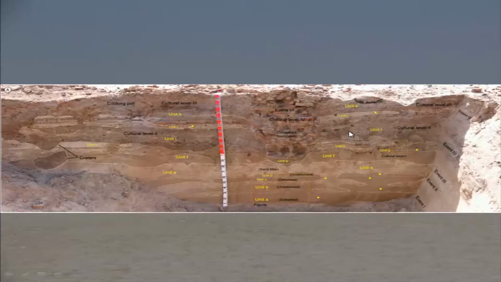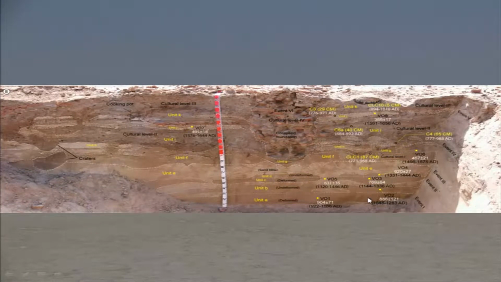Then we collected a number of samples from this, and this is what we have marked: we had event 1 here, before the settlement came in this area. So we have event 1, event 2, event 3, event 4 and event 5. And finally these are the ages. So we have cultural level 1, then we have another cultural level over here, and the final one is sitting here.